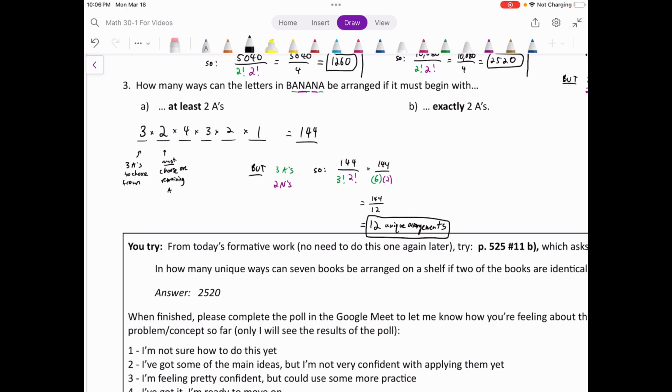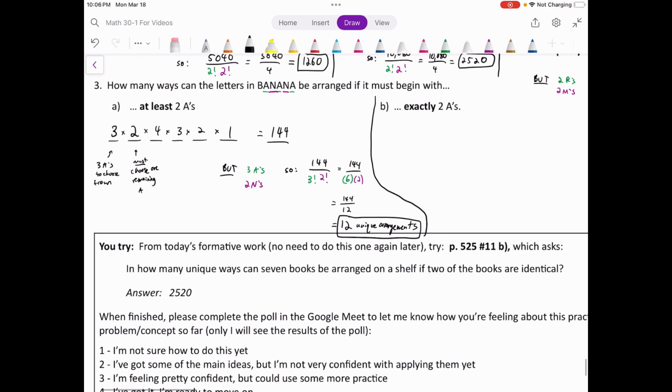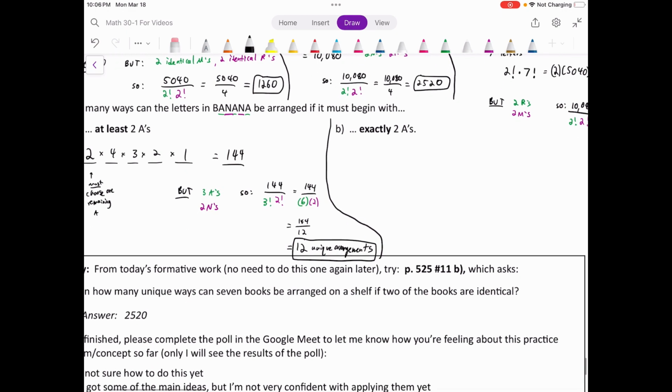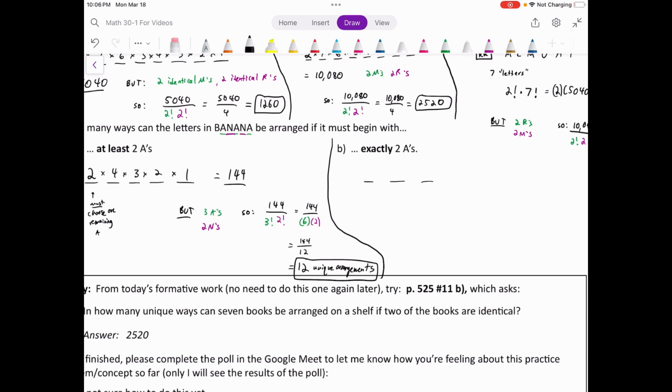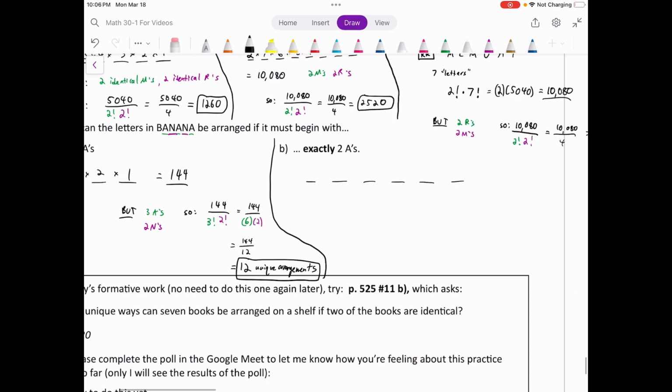Now, B is similar sounding, but different enough, okay? Exactly 2 A's. This changes things. So same start here, B, A, N, A, N, A, okay? But now there are 3 A's, so I have 3 A's to choose from. I've got 3 options for what I can put here. Now the next one also needs to be an A. It has to start with exactly 2 A's. So this needs to be an A too. Must be an A.